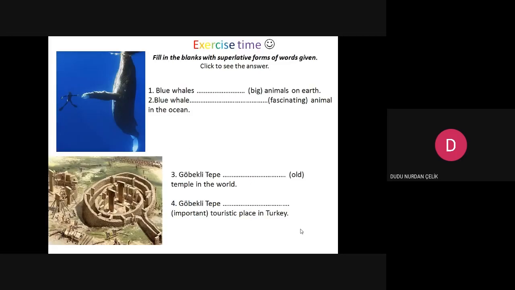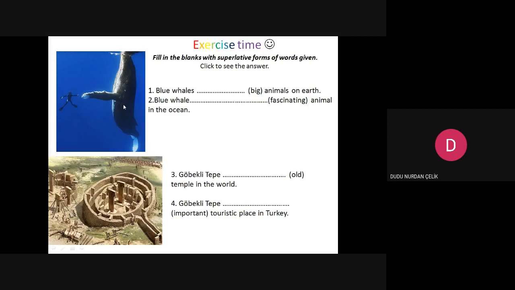We have got exercises here to make you understand better. Fill in the blanks with superlative forms of words given. There's a very nice photograph here. A blue whale and a diver. Look how small the diver is and how large, how big the whale is.